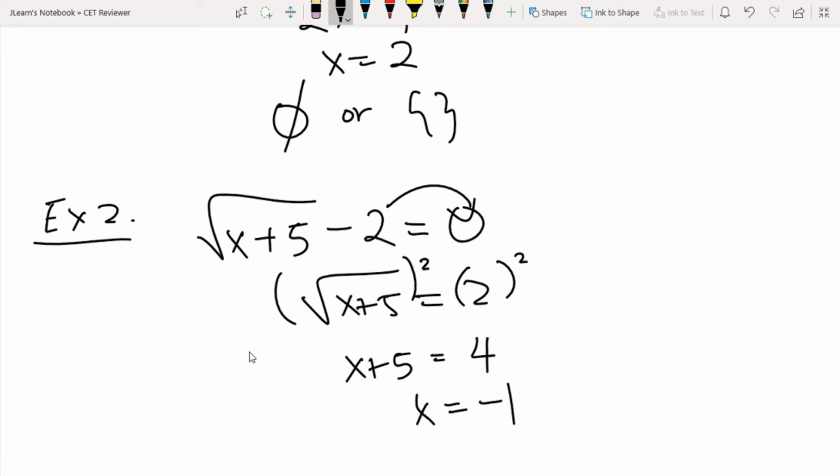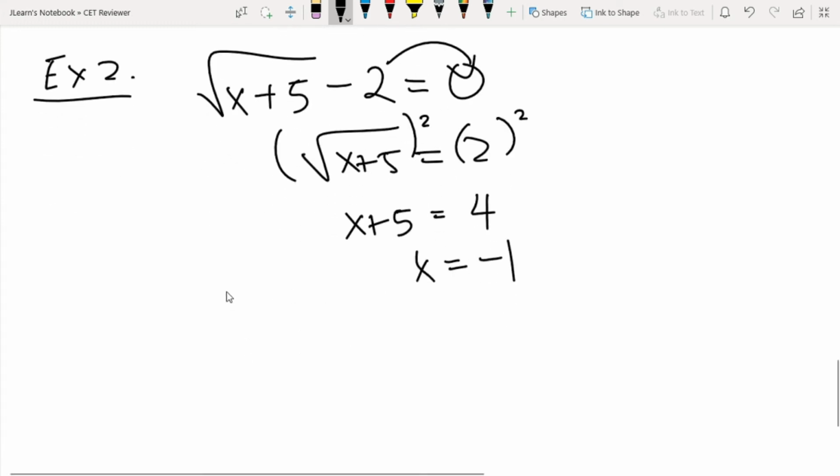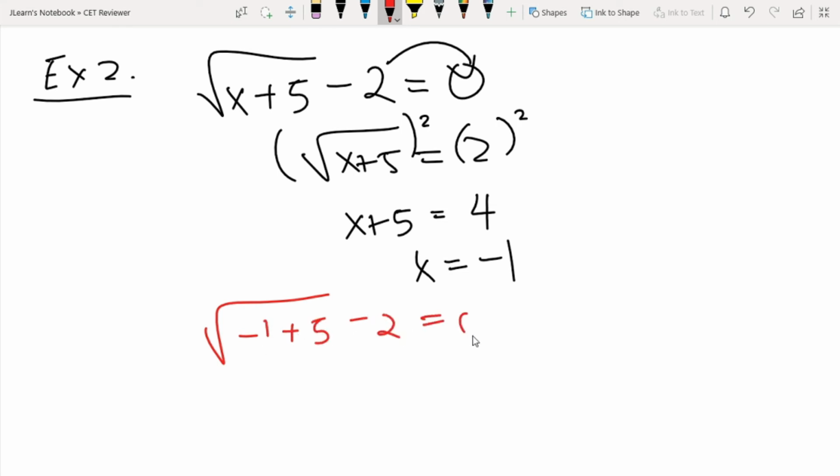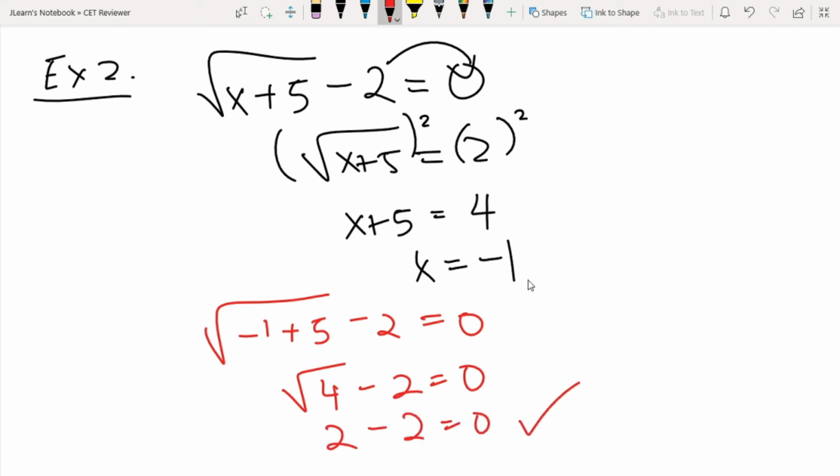So it's a good idea to always check yung solution natin, no? So we plug back in yung nakuha natin na sagot na x is equal to minus 1. So square root of minus 1 plus 5 minus 2 is equal to 0. So minus 1 plus 5 is square root of 4 minus 2 is equal to 0. And this is 2 minus 2 is equal to 0, which is correct. So sure tayo na yung x is equal to minus 1 ay tamang sagot. Or yan yung solution natin dito.